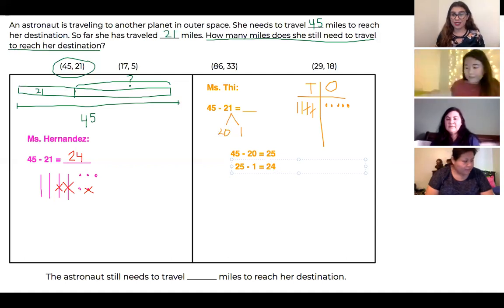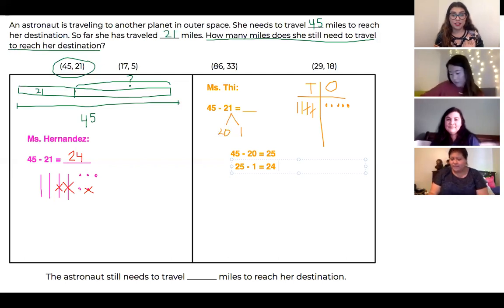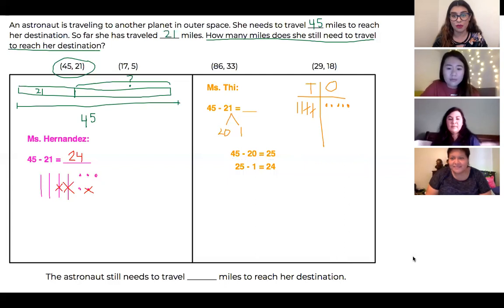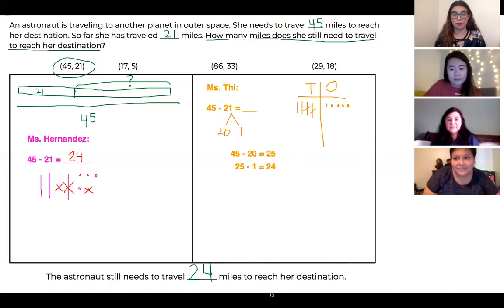And that's the same answer that Ms. Hernandez found. So it seems like both of these strategies helped show that the number that the astronaut still needs to travel is 24 miles. So I'm going to put that right here into our number sentence on the bottom, because we always want to complete our sentence. So Miss Rosales, can you read the number sentence on the bottom to show our answer? It says the astronaut still needs to travel 24 miles to reach her destination.